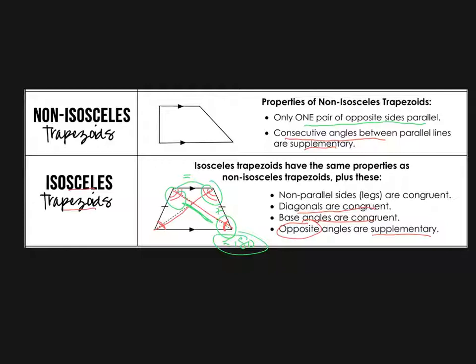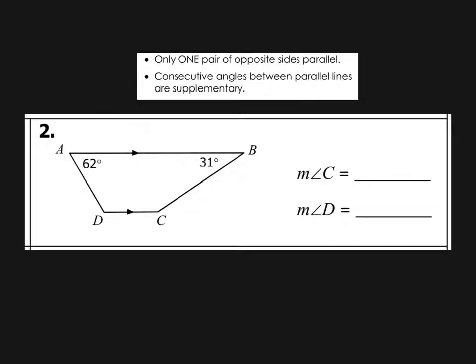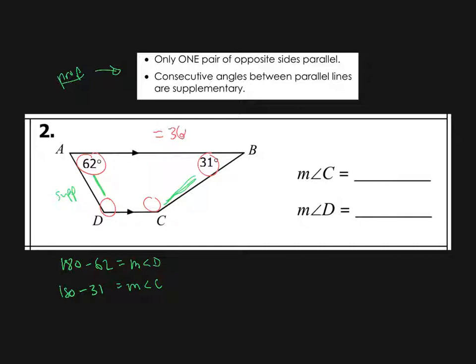Let's take a look at this in practice. As you'll notice in every question, I try to bring in the properties that we're going to use to help us solve the questions. So over here I see that I have 62 degrees, and these two angles right here are supplementary. So 180 minus 62 would give me the measure of angle D. And these two right here are supplementary. So 180 minus 31 should give me the measure of angle C. And if I add all four angles up, I should get 360.